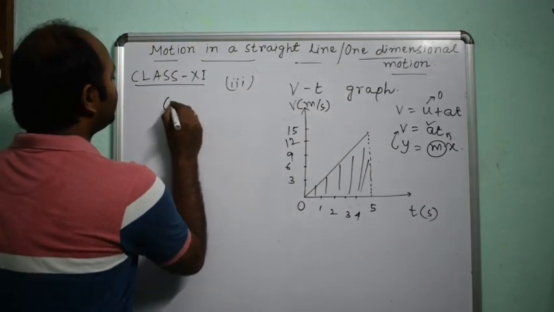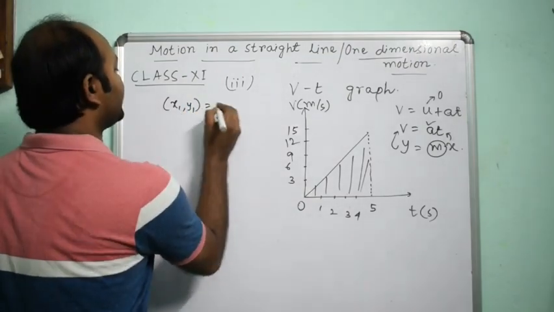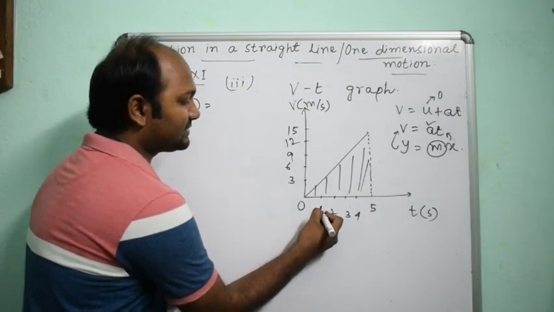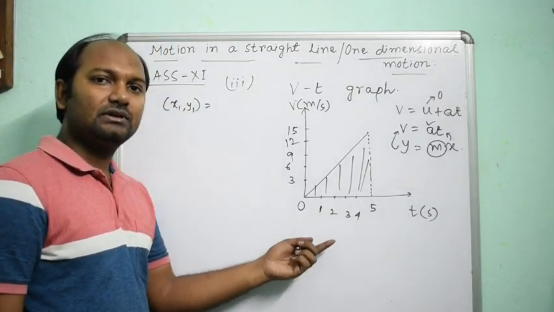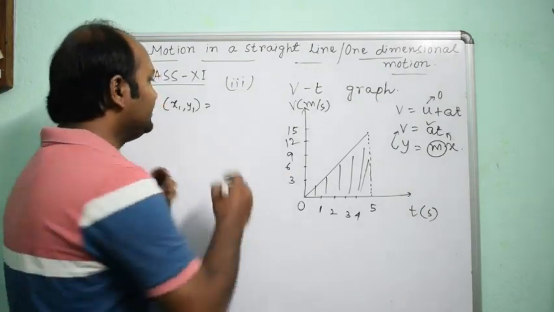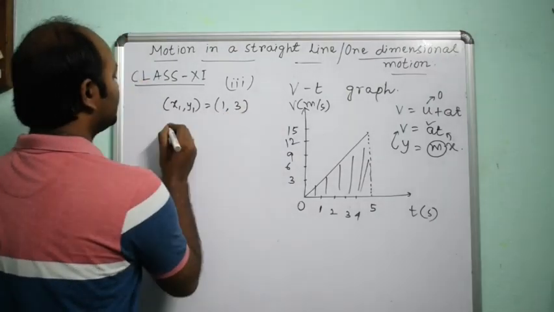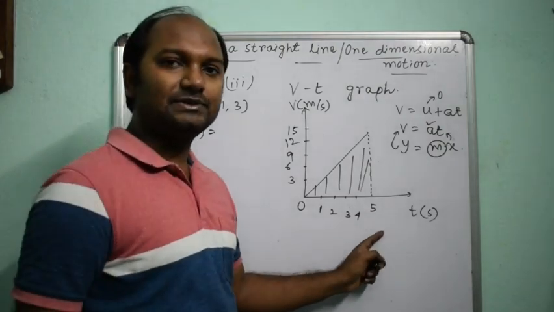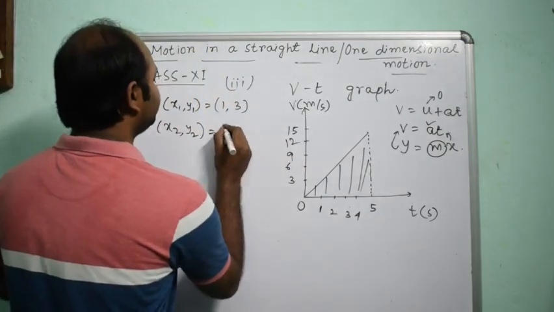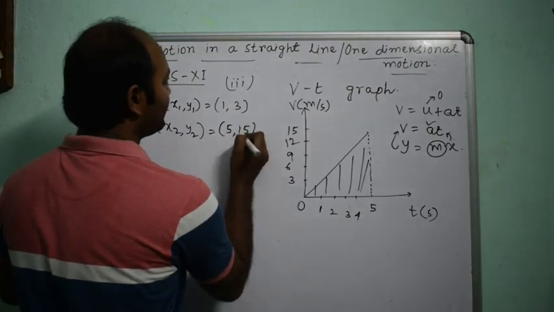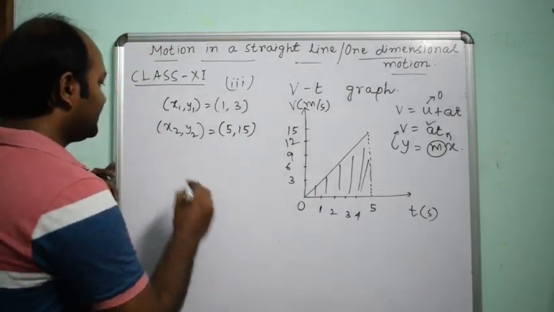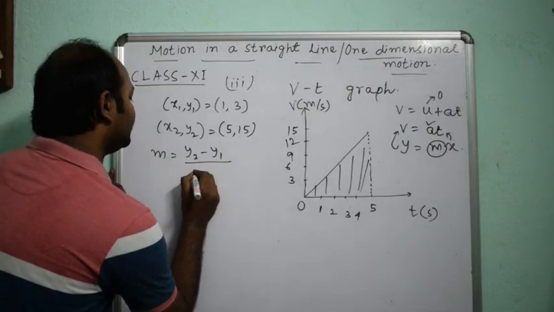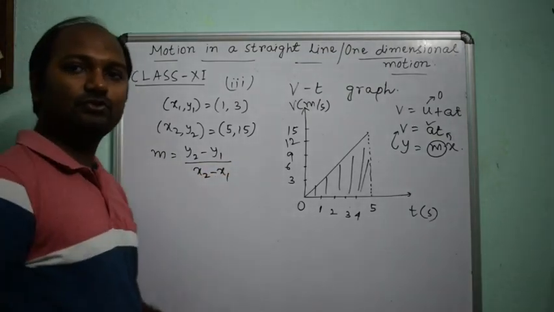To find the slope, you have to know two coordinates, x1, y1 and x2, y2. Let at 1 second the coordinate be x1, y1. We choose x1, y1 as 1, 3, and x2, y2 as the last point, 5, 15. So how to find the slope? You know the formula: m equals y2 minus y1 divided by x2 minus x1.